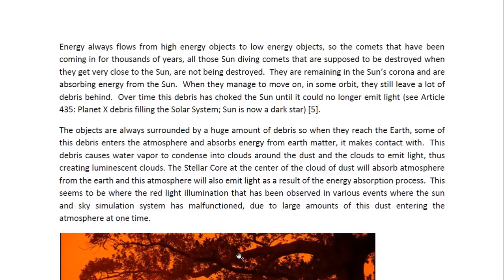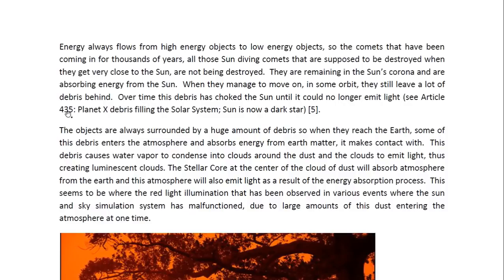So the comets that have been coming in for thousands of years, all those sun-diving comets that are supposed to be destroyed when they get very close to the sun, are not being destroyed. They are remaining in the sun's corona and are absorbing energy from the sun. When they manage to move on in some orbit, they still leave a lot of debris behind. Over time, this debris has choked the sun until it could no longer emit light.